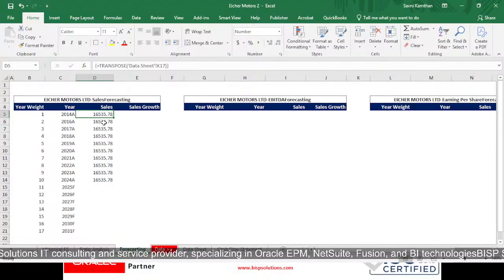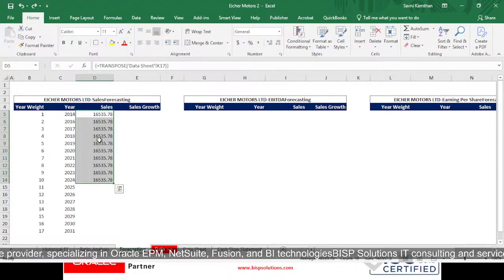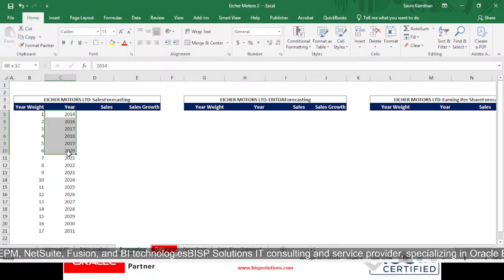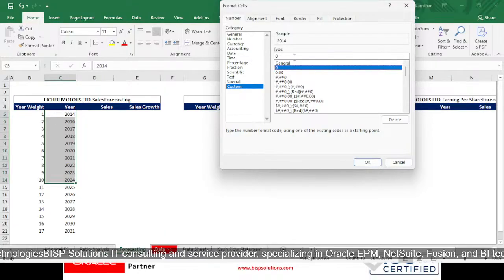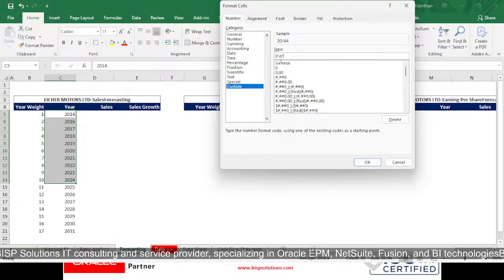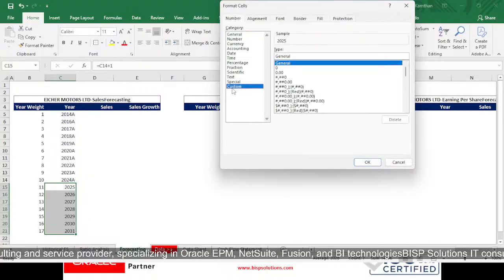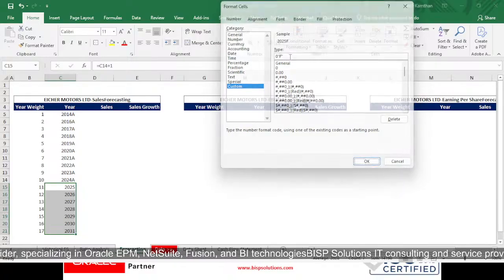So this has been wrongly transposed over here. Just a second, we will be selecting the data till 2024 again, Control plus 1, then custom 0 and A and OK. After that, this selection and custom, then F and OK.